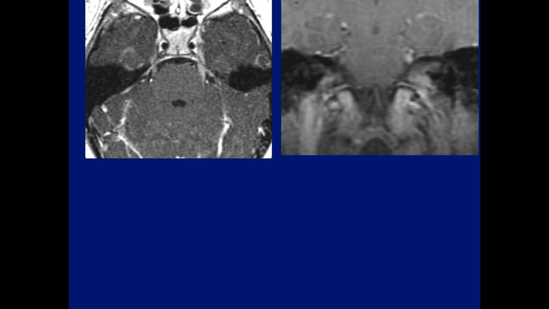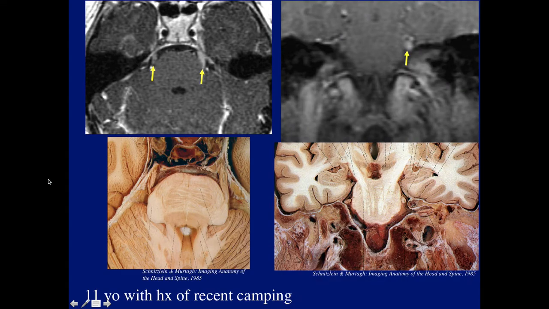Okay, here we have a patient showing enhancement of both trigeminal nerves, a little more on the left than the right. History, 11-year-old with history of recent camping. What's the diagnosis? Correct. Eric and Anshu both came up with the correct answer. This is Lyme disease, okay? Which we see not infrequently in this part of the country.